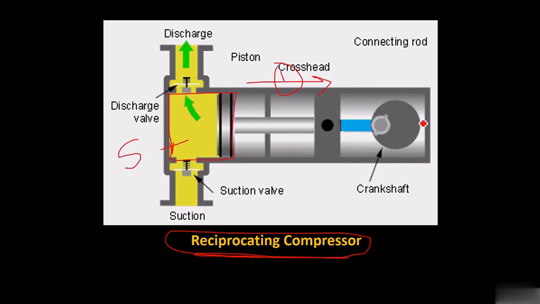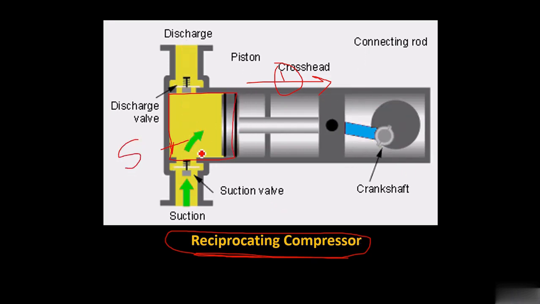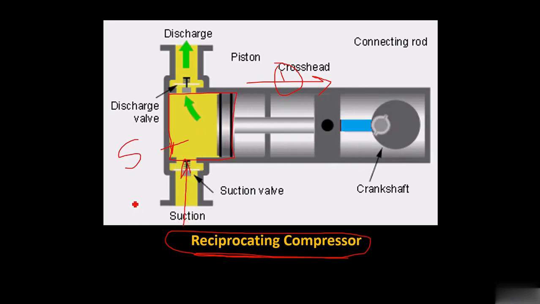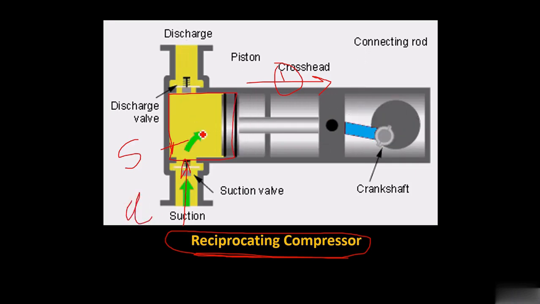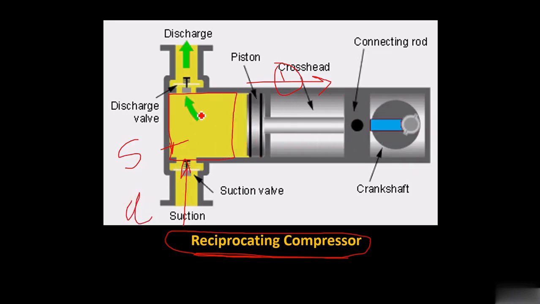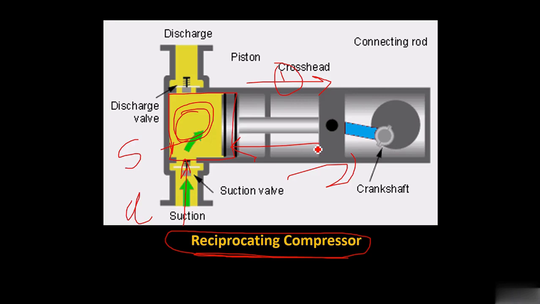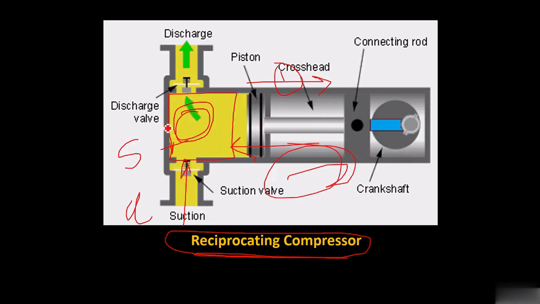In the system the vacuum is created, that is, negative pressure is created. Due to that, there is suction of air or gas from the atmosphere. This is the atmosphere, and after the suction, the gas is stored here. And when the piston moves back, that is position 2, there is compression of the air.